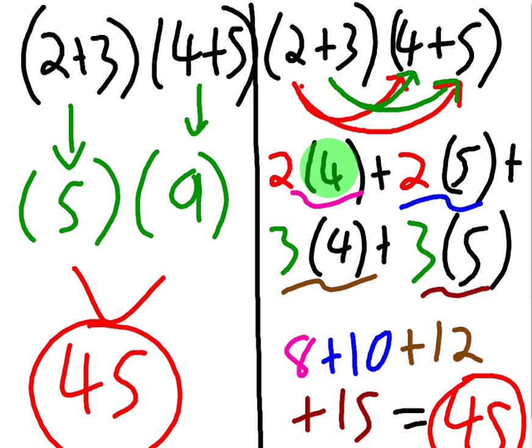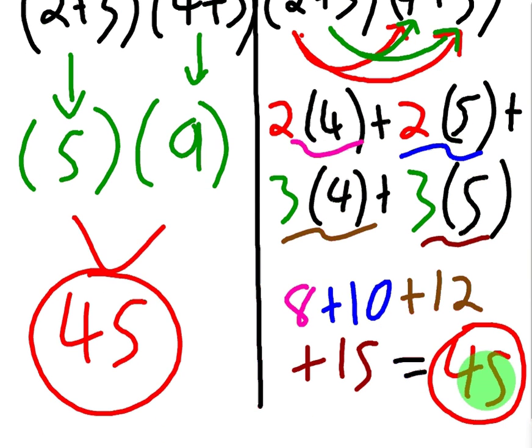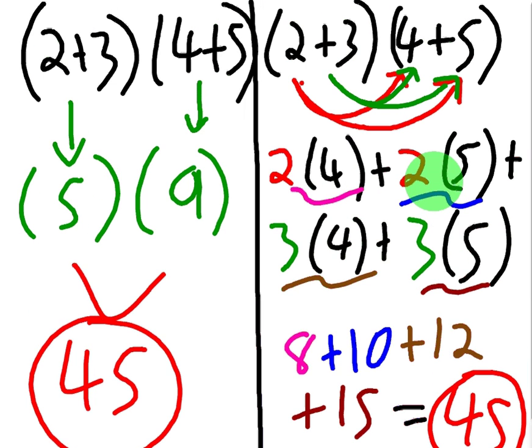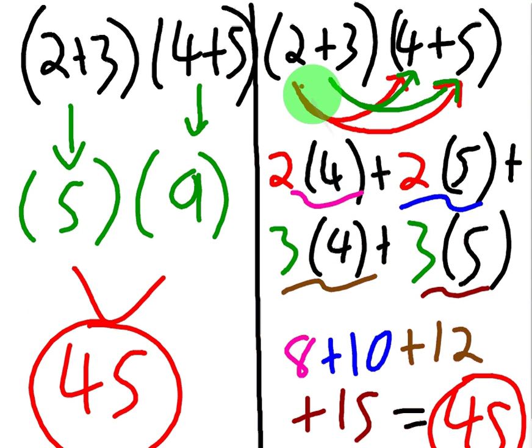If I simplify this, I have 2 times 4, which is 8, 2 times 5, which is 10, 3 times 4, which is 12, 3 times 5, which is 15. And if I add them all up, 8 plus 10 is 18, plus 12 is 30, plus 15 is 45. You'll notice that you get the same answer. The second one requires a lot more work, but the reason why I did that was to show you that when you multiply a binomial out this way, it's equivalent to doing it this way.